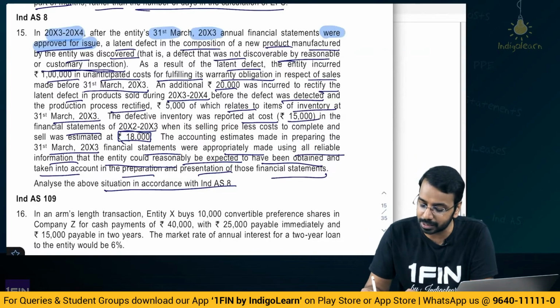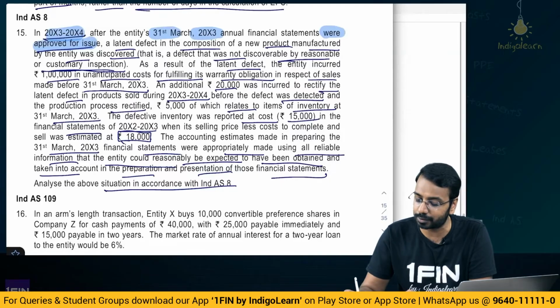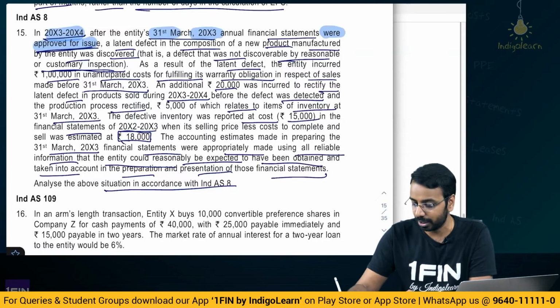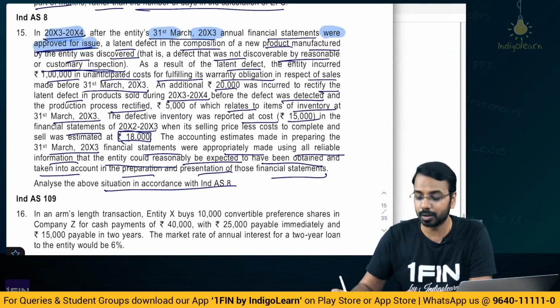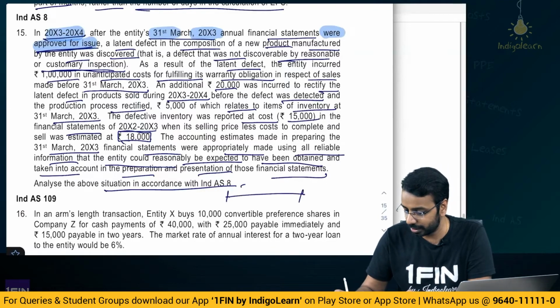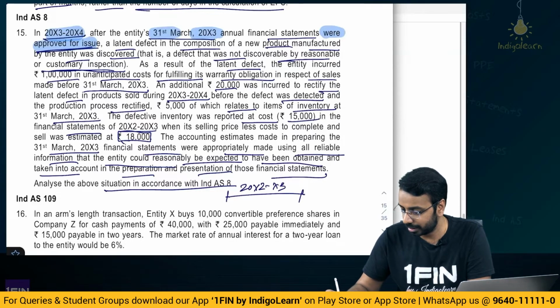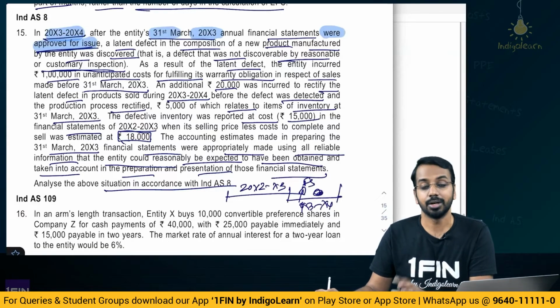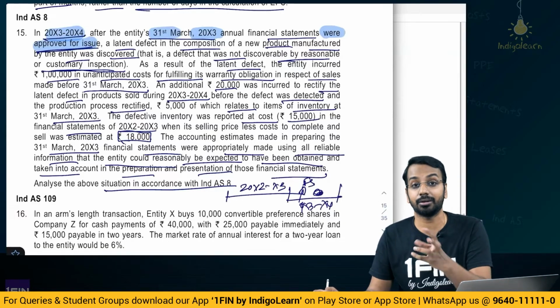Second important part is, this is year 3-4, after the entity's annual financial statements were approved for issue. So if you see, this is year 2-3, and here let us say financial statements issued. This is year 3-4, and here is somewhere you discovered the error. So after the financial statements, you have discovered that, okay, you need additional provisions. You discovered that inventory is not stated properly.